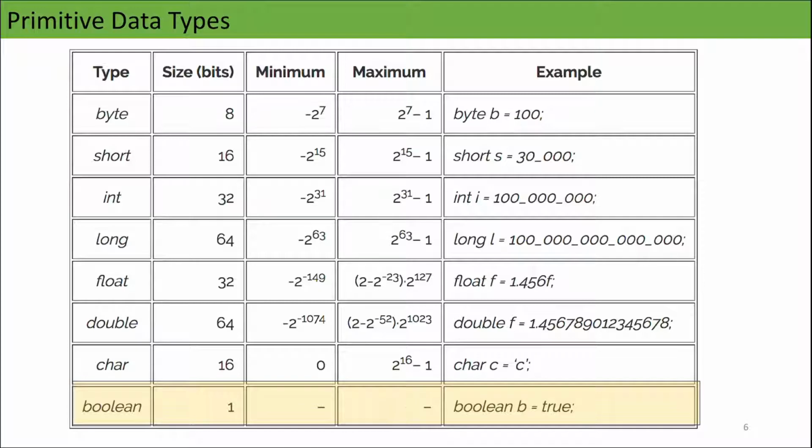So this is a summary of those 8 primitive data types that we use in Java programs.